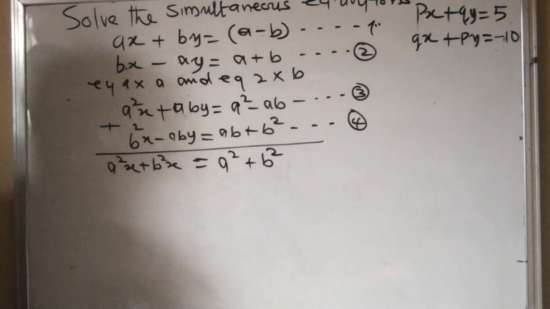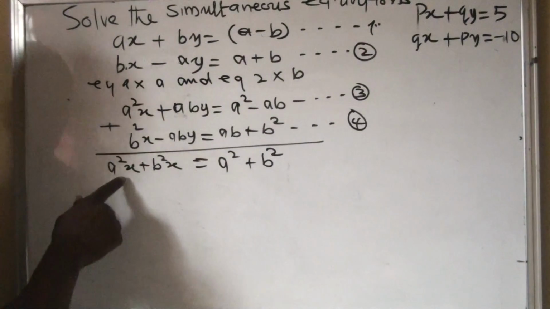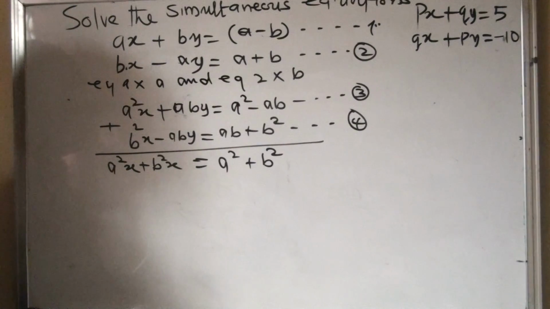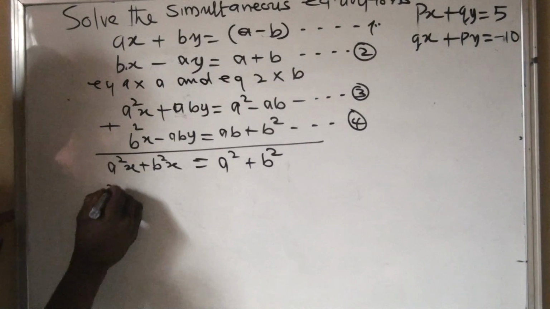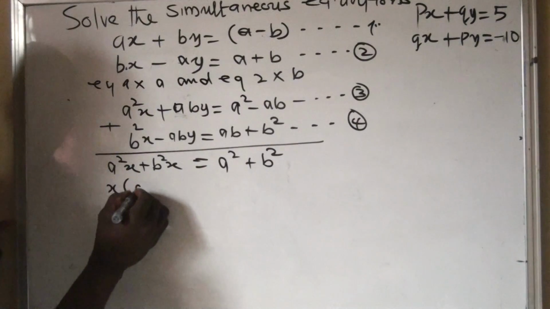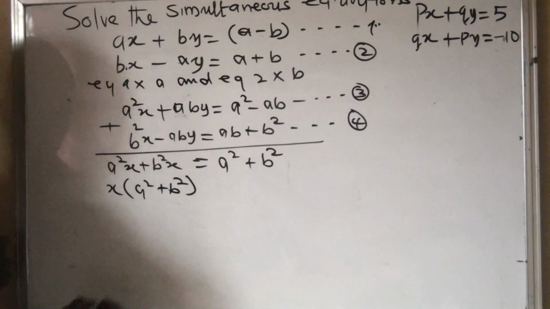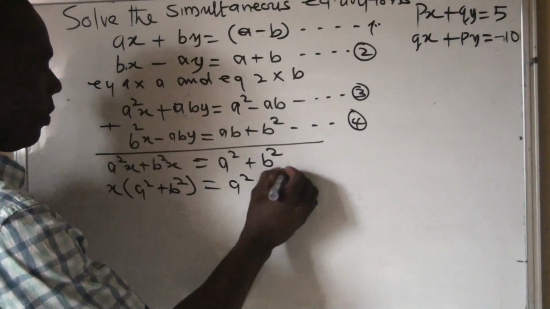If you look at the left hand side, you see that x is here and x is here. That means x is a common factor. So we factor it out. So we have x, open bracket, then we have a square plus b square, we close the bracket, is equal to a square plus b square.